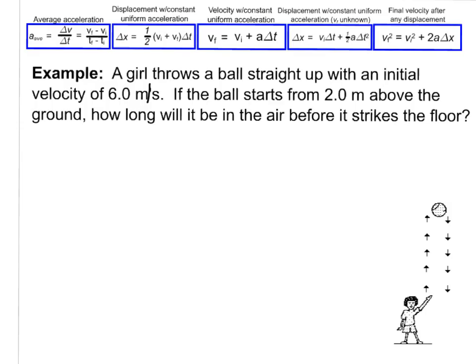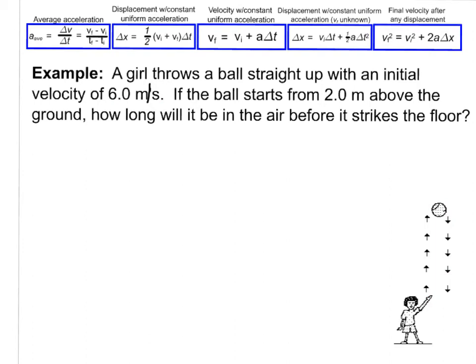Okay, let's look at another example. Try practicing some of these ideas again. Let's say that a girl throws a ball straight up in the air, and it has an initial velocity of 6.0 meters per second. There's a little typo there on the slide, sorry about that. And let's say the ball starts at this elevation, it's 2.0 meters above the ground. How long will the ball be in the air before it hits the ground again?